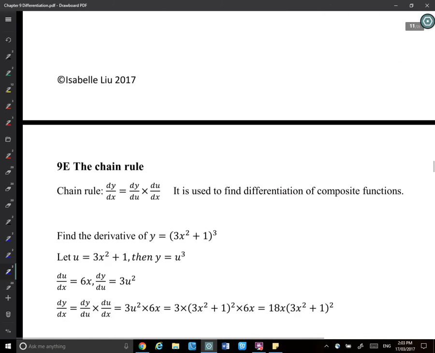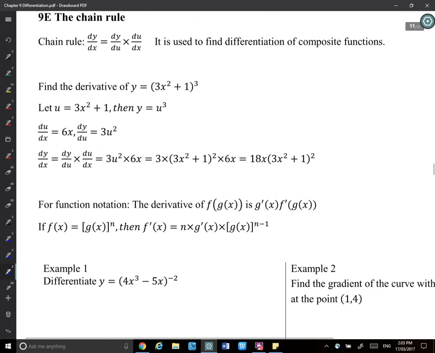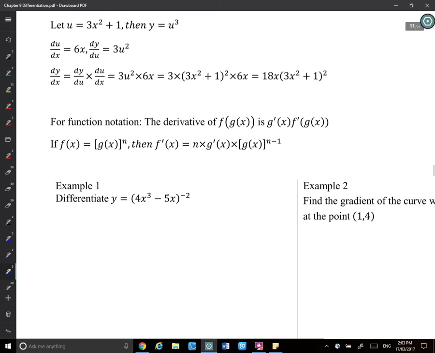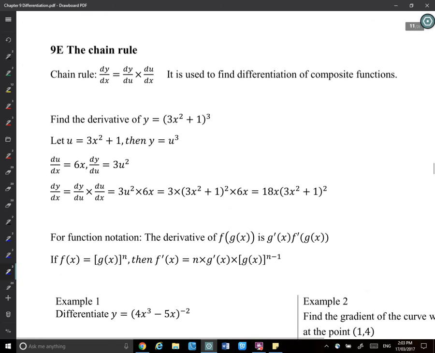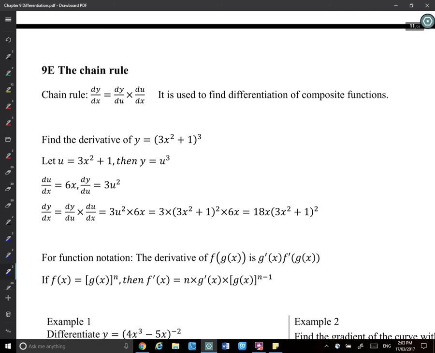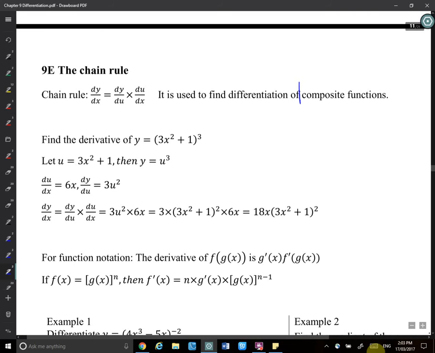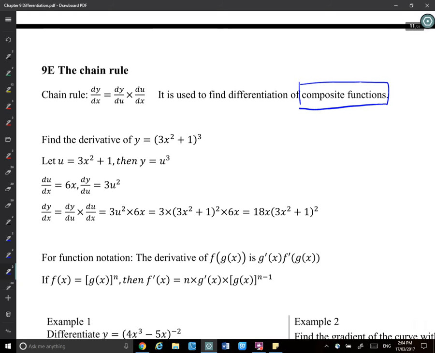So what is chain rule? Chain rule is when you want to differentiate a composite function. Good, we have learned composite functions in Year 12. It was so hard to explain in Year 11, and now I can explain that. You put one function into another function and you want to differentiate the combination of them. You need to use chain rule.